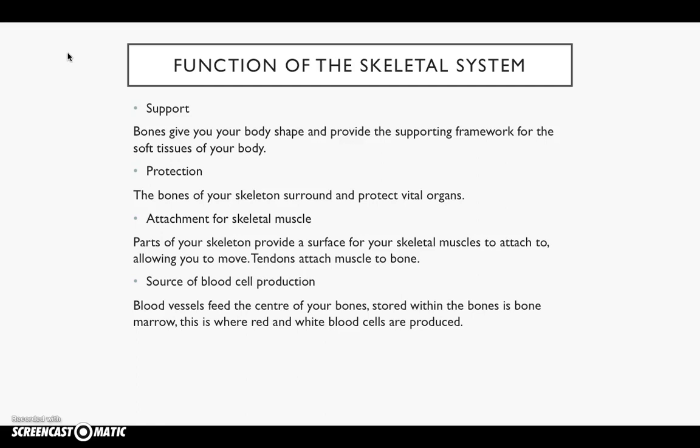Have bone marrow in the centre of the bones as well, and this is where red and white blood cells are actually produced. Red blood cells carry hemoglobin, i.e. oxygen. White blood cells fight infection. And these die off. So just so you know, red blood cells die every minute, so it's really important that we are producing red blood cells.